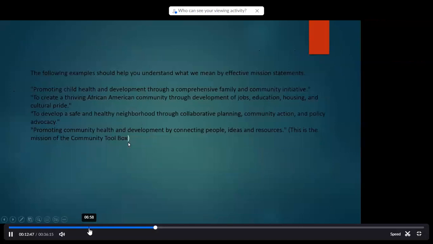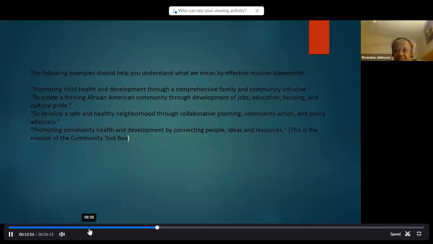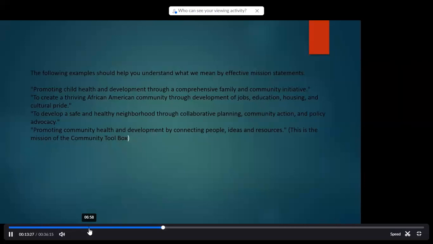Here are some examples of effective mission statements. Read for me some of those examples. Promoting child health and development through a comprehensive family and community initiative. To create a thriving African-American community through development of jobs, education, housing, and cultural pride. To develop a safe and healthy neighborhood through collaborative planning, community action, and policy advocacy. Promoting community health and development by connecting people, ideas, and resources. This is the mission of the Community Toolbox. Now notice how that mission begins to talk about the bigger picture, how you plan to bring about what you want to do.